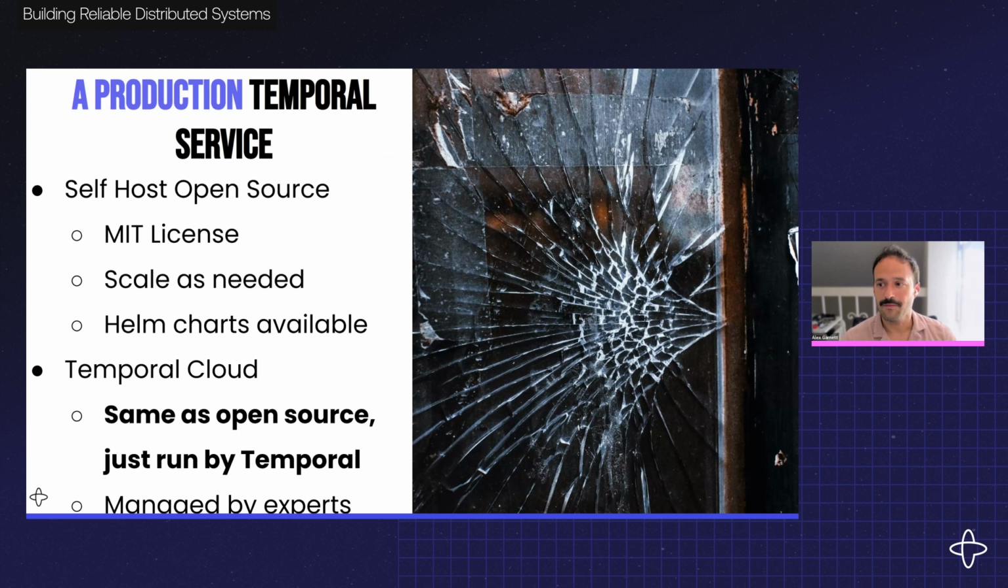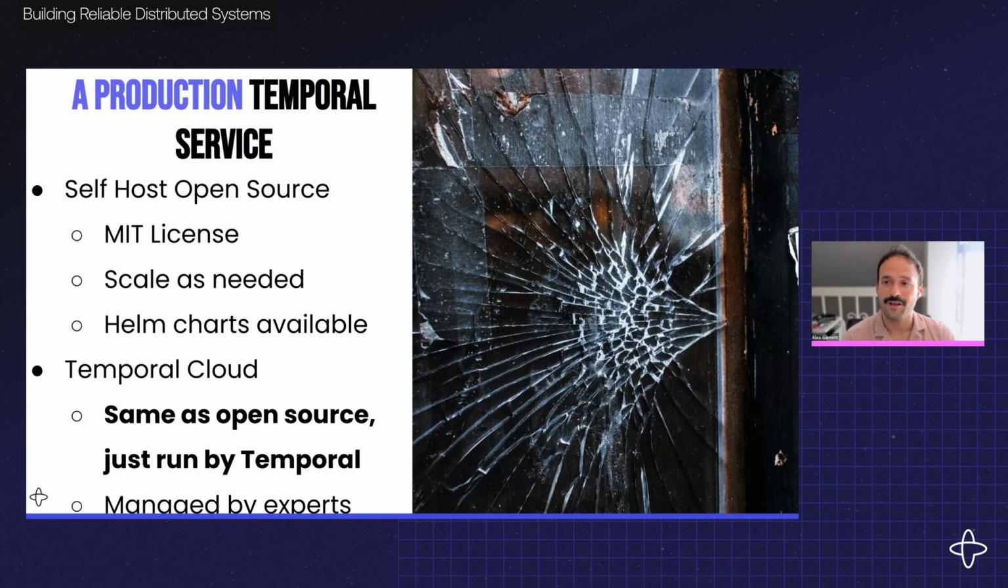A production Temporal service is MIT licensed. You can scale it as needed. We provide Helm charts to help you do so. And like I said, you'll use replicas of some aspects of the Temporal orchestrator stack so you can fit to your own needs. Of course, that can be pretty challenging, right? When we're talking about deploying multiple different versions of each service with Kubernetes and having to have a Postgres or a Cassandra backend with failover, that can be a tricky thing to ship on your own.